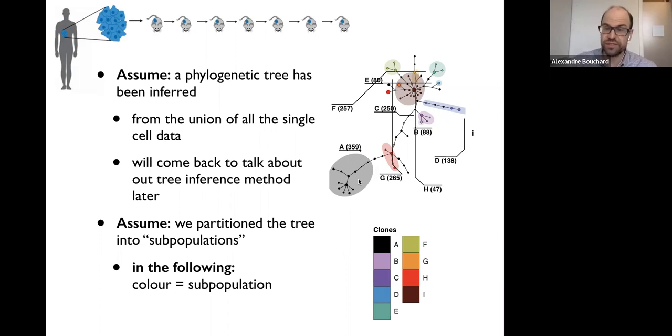Now, another assumption that we're going to make, that we can relax later, is that someone has partitioned the tree into subpopulations. So essentially there were cuts done in the tree that subdivide the cells in the tree into different colors, different subpopulations. I'm going to use colors for a subpopulation. For now, we assume that this has been done.